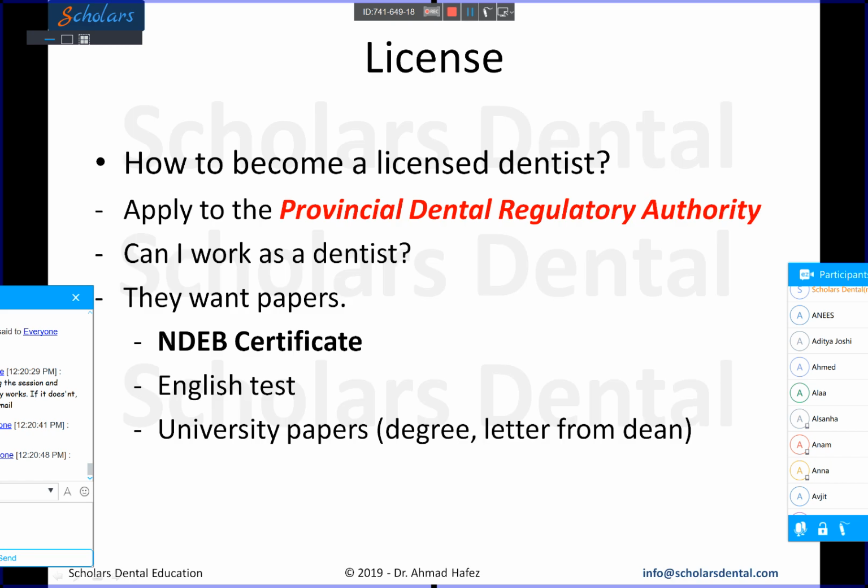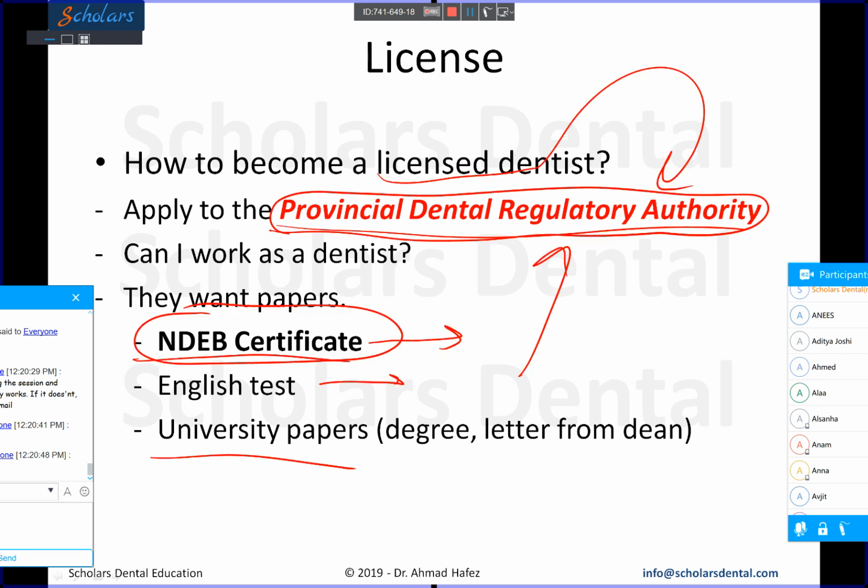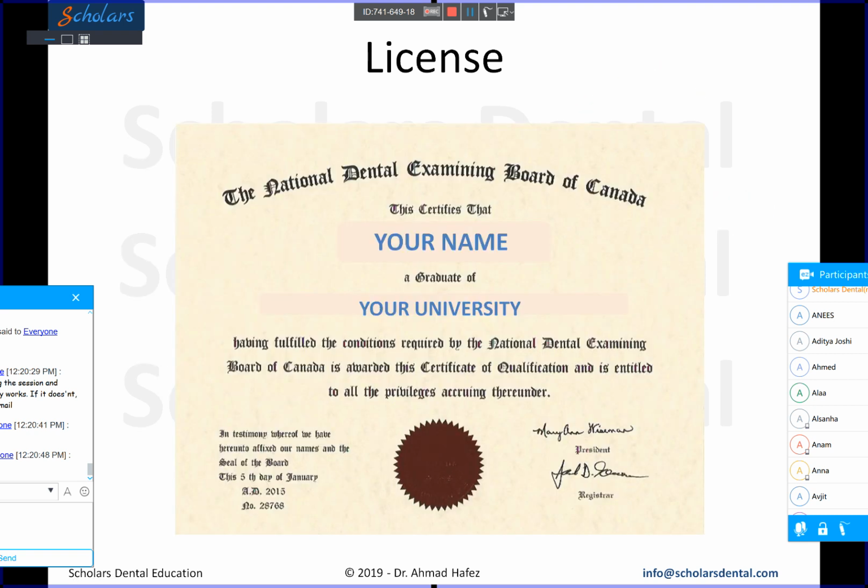Okay, so now we know that you need this NDEB certificate. Who's going to give you that? The NDEB. This is what it looks like. This is what you're working for from the NDEB. You're all thriving and struggling and working hard to get your name here, and your university is going to be here. And this is your NDEB certificate.